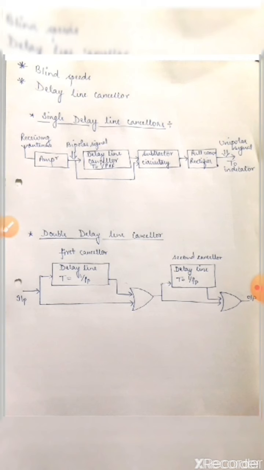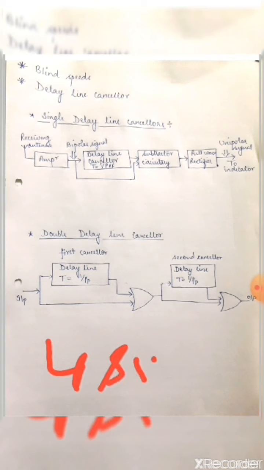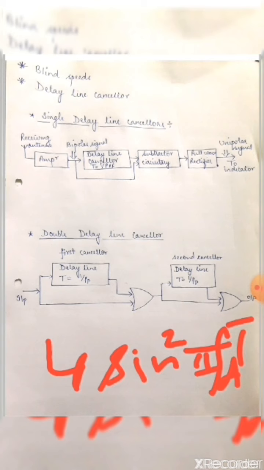The output of two delay line cancellers in cascade is just the square of that from a single canceller, and so the frequency response is 4 sine square pi f d t.